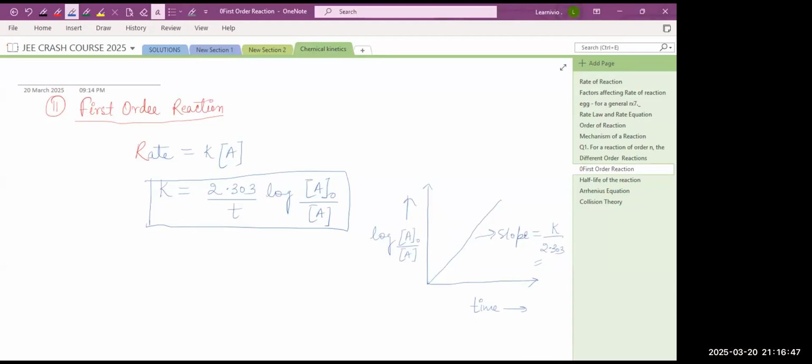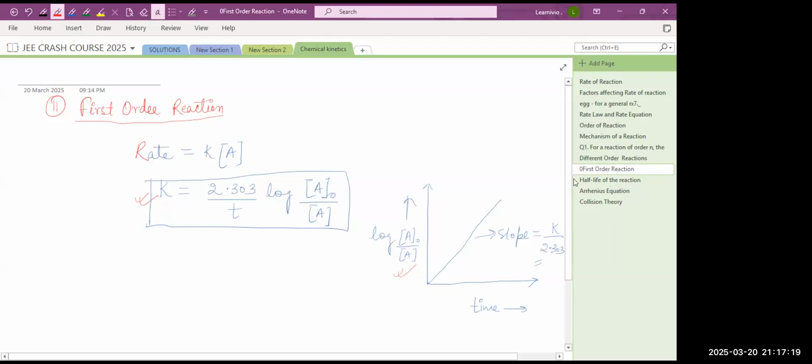And what are the examples of these? An example of a first order reaction is radioactive disintegration, the best example of a first order reaction. Radioactive disintegration type of reaction follows first order kinetics. So in this first order, just remember this rate law and your graph, rate equation and your graph.